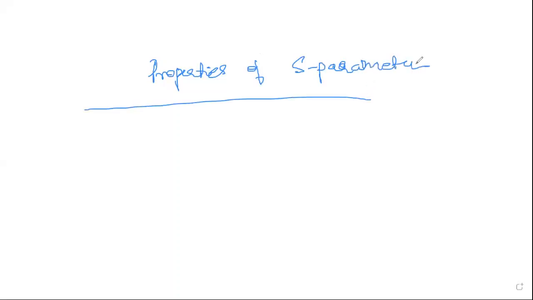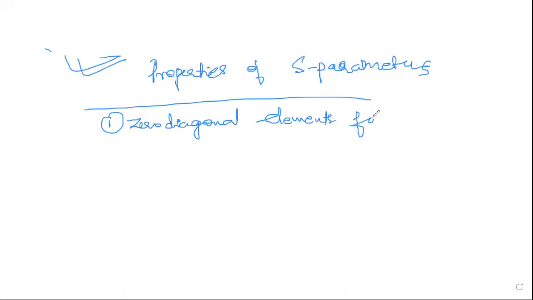Now coming to the next topic, you have properties of the S matrix. Again, this is also important. Properties of S parameters. You have to study around 4 properties of S parameters. So if you consider the first property, it says zero diagonal elements for a perfectly matched network.